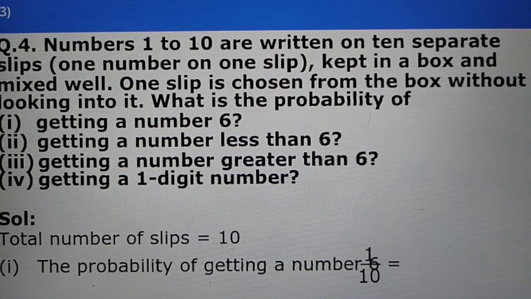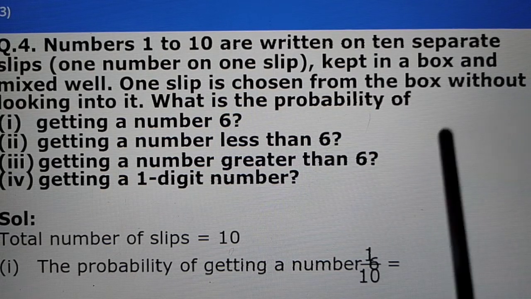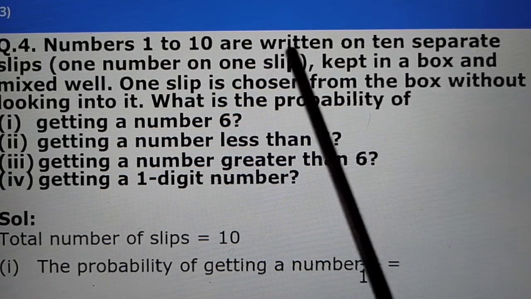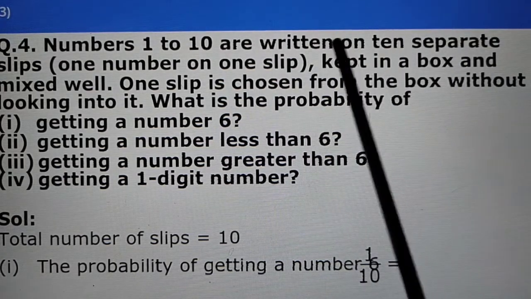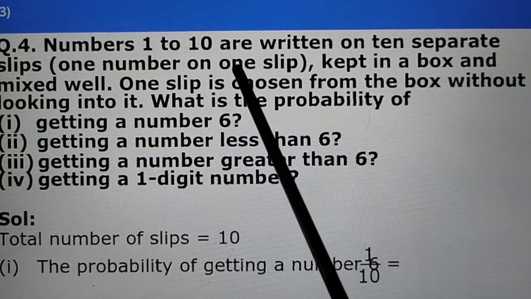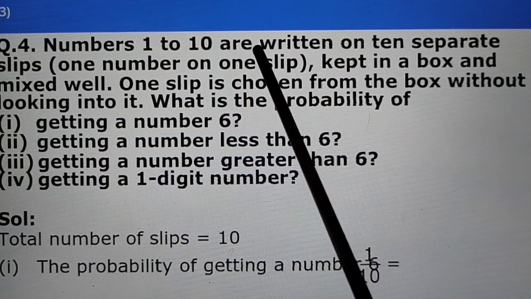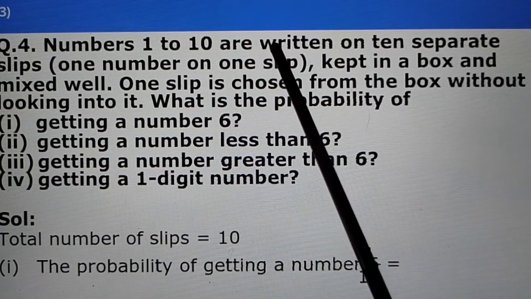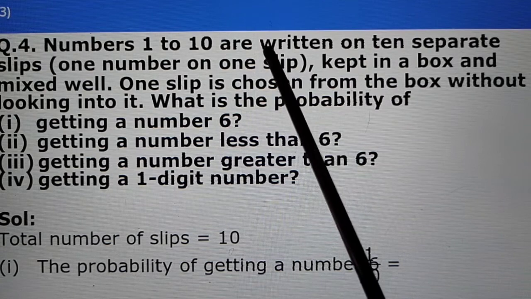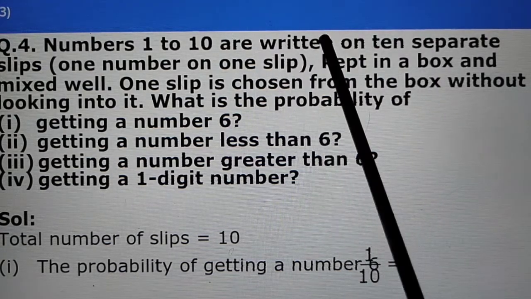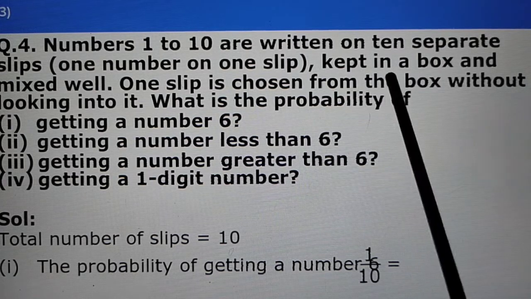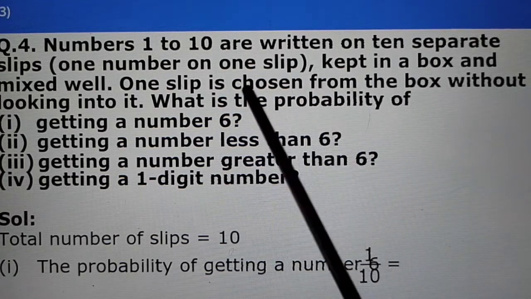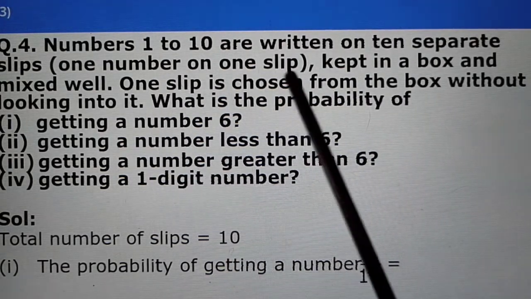Now let us start with question number 4. Numbers 1 to 10 are written on 10 separate slips. We have 10 slips, with one number on one slip. At the first slip, 1 number, at the second slip, 2, at the third slip, 3, like this. We have a total of 10 slips with 10 different numbers kept in a box. We have to keep all the slips in the box and mix well.